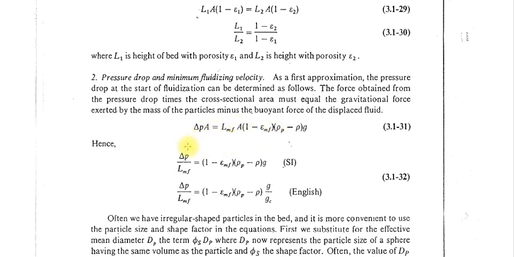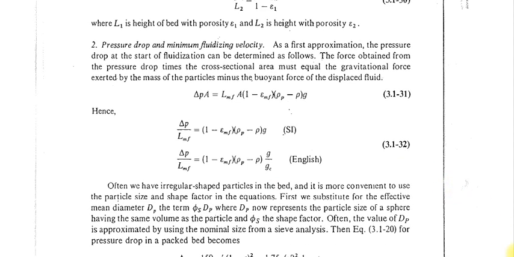So you just rearrange this term and you will get delta P by Lm, the pressure drop per unit length or per unit height of the column, equal to 1 minus xi-mf, where xi-mf is the porosity at the minimum fluidization velocity, rho p is the density of the particle, rho is the density of the fluid, and g is the gravity. This formula can be used to calculate the pressure drop at the minimum fluidization velocity. This is in SI units; in English units you have gc also.